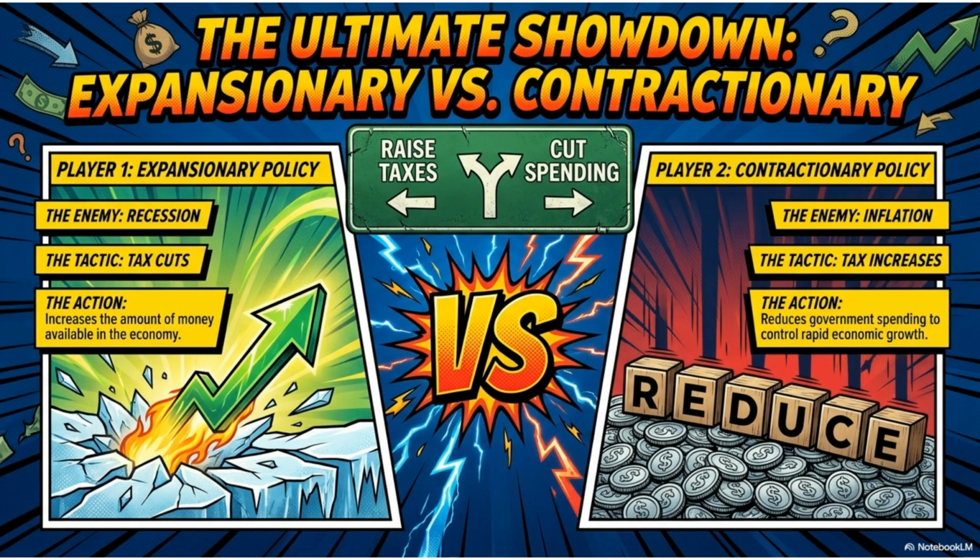The ultimate showdown is between expansionary and contractionary policy. Expansionary policy targets recession with tax cuts, increasing money available in the economy. Contractionary policy targets inflation with tax increases, reducing government spending to control rapid economic growth.